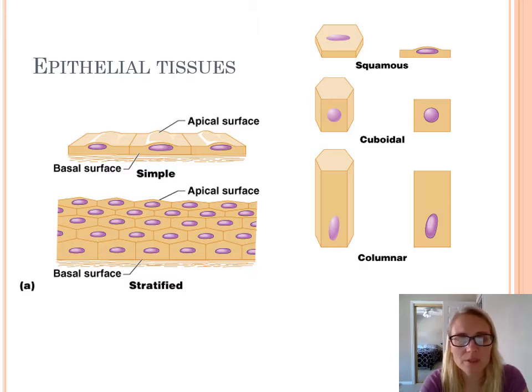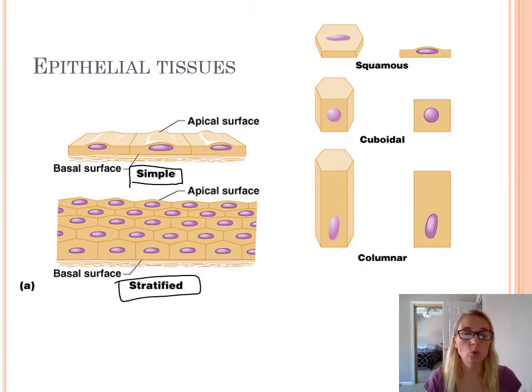And before we get to some examples, we have to learn their naming scheme. How do we name our epithelial tissues? Well, they have a first name and a last name. The first name is based on their layering. So we have simple, which means a single layer of cells, or we have stratified, which is 2 or more layers of cells. So we're either going to have a simple or stratified, with a few exceptions we'll see later. And then their second name is based on their shape.